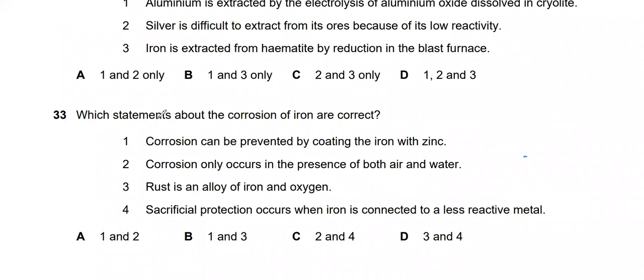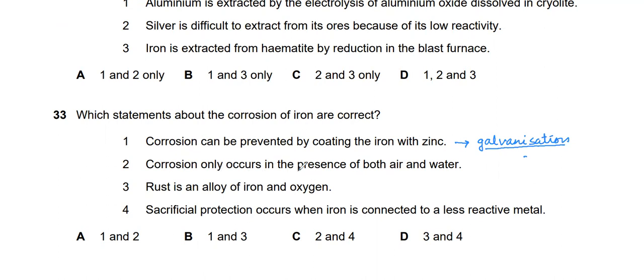Question number 33, which statements about the corrosion of iron are correct? Corrosion can be prevented by coating the iron with zinc, and the process is known as galvanizing. Okay, we call the process galvanization, where we coat the iron object with zinc, either by electroplating it or by dipping, whatever the method. So it is basically a sacrificial protection, where a more reactive metal is coating the less reactive, so it sacrifices itself in order to prevent the less reactive from getting corroded.